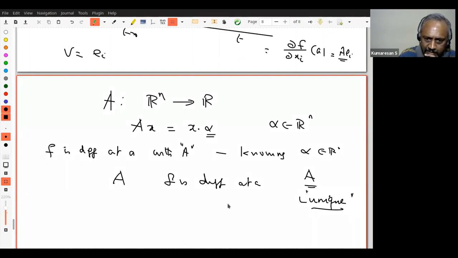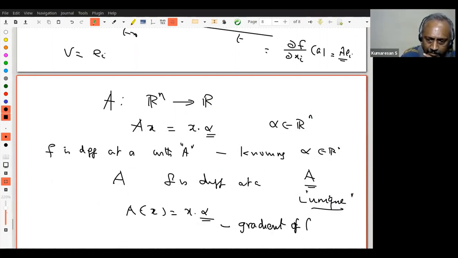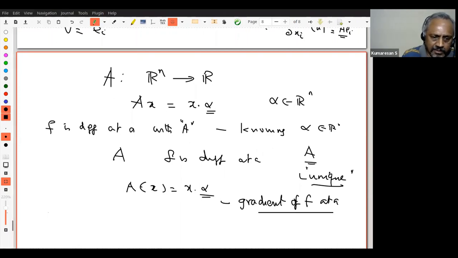Then this A is given by A acting on x equal to x dot alpha. This alpha is called the gradient of f at a. Go slow. This A is denoted by the derivative of f at the point a.